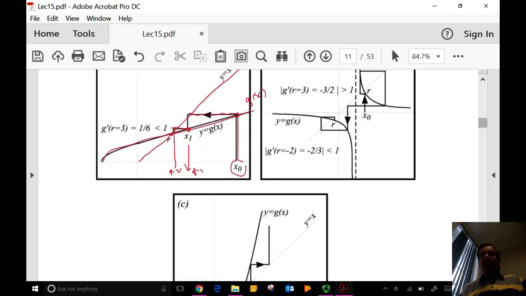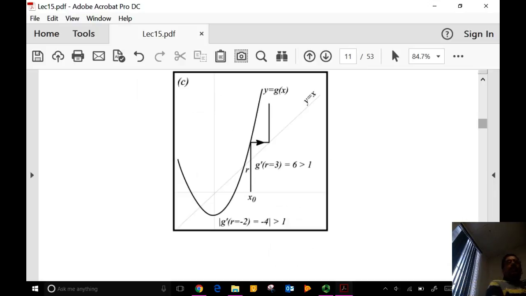And in the third case, the slope of the g curve is greater than 1. Remember, the slope of this curve is 1. So the slope of this curve is greater than 1. And even if I start very, very close to that root, it will always blow up. It will always diverge. So there is no guarantee that the g of x that you have constructed will always lead to convergence.